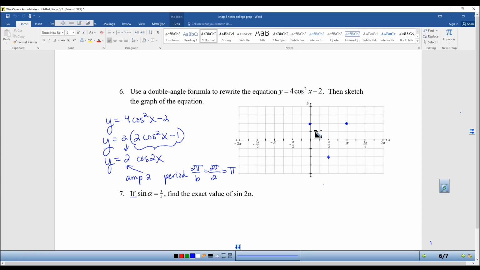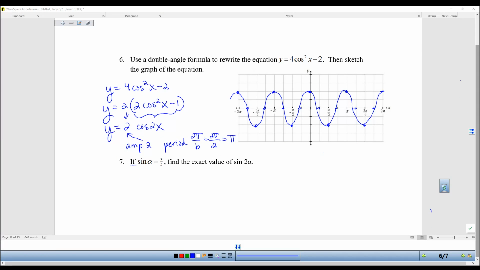I'm just going to go ahead and make all my points ahead of time because I feel like I draw it better when I do that. Okay, so there we go. And that would be 2 cosine of 2x. It's going a little faster than normal because its period is twice the speed. Okay.